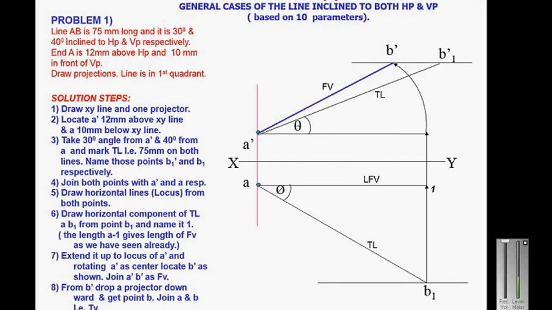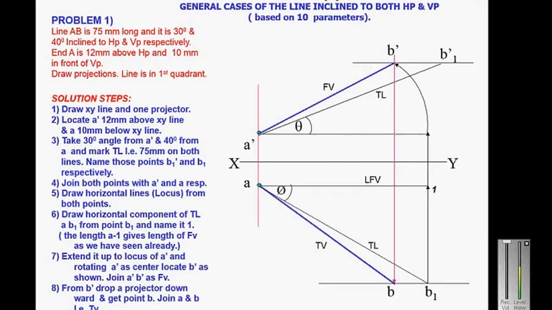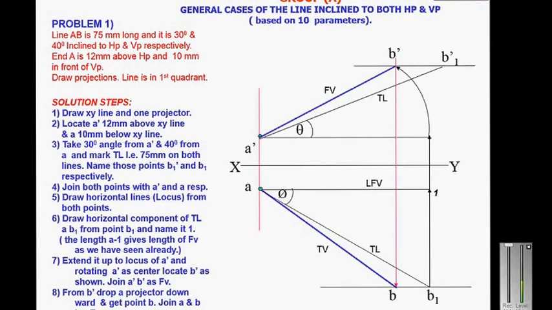This is the front view. Then project B dash to the second locus line. This is point B, and join A and B. This is the top view, and you can see that the front view is A dash B dash, and the top view will be AB.